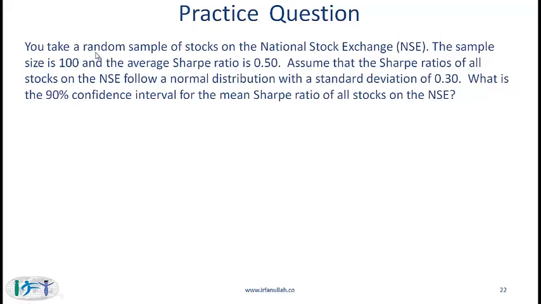Let's solve this problem now. You take a random sample of stocks on the National Stock Exchange. The sample size is 100, average Sharpe ratio is 0.5. Assume that the Sharpe ratios of all stocks on the National Stock Exchange follow a normal distribution with a standard deviation of 0.3. So we have a normal distribution. The standard deviation of the population is known. What is the 90% confidence interval of the mean Sharpe ratio of all stocks on the National Stock Exchange?